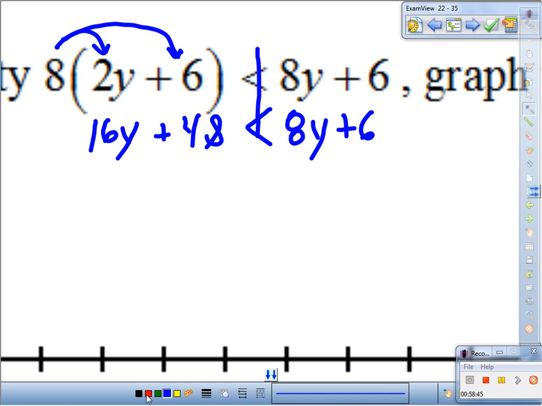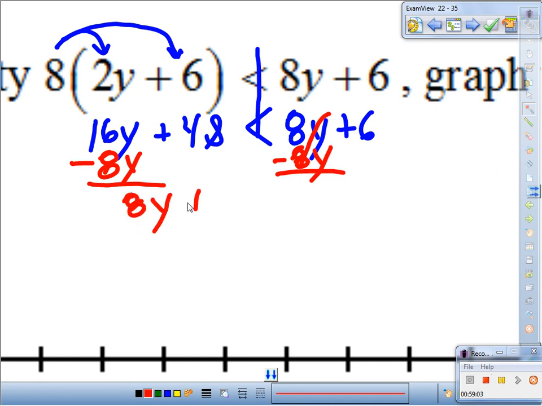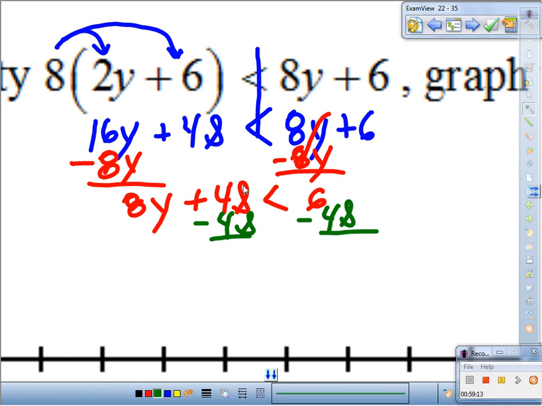We need to get all variables to one side. Which is the smallest variable? 8y. So I subtract 8y, subtract 8y. We're left with 8y plus 48 less than 6. Continue. I subtract 48, subtract 48. We're left with 8y less than negative 42. Lastly, divide by 8, divide by 8.